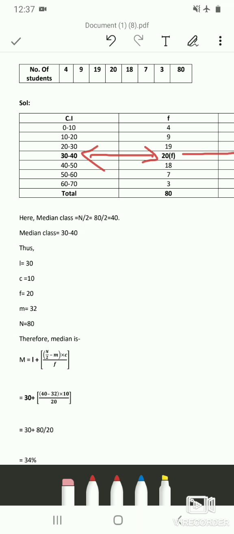The first step would be find out the LCF and then find out the median class. Once you get to know what is the median class, you will get to know the values of L, the width, frequency and small m value, and then substitute these values in the formula, simplify, and you will get the median value. So this is all about median.